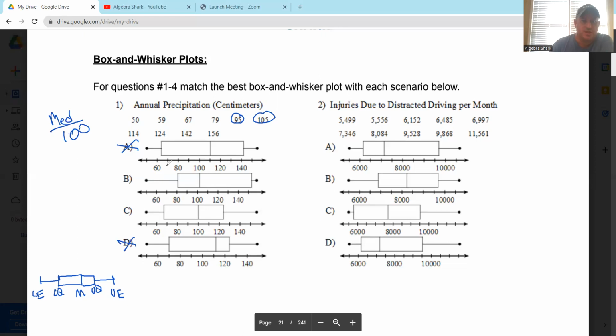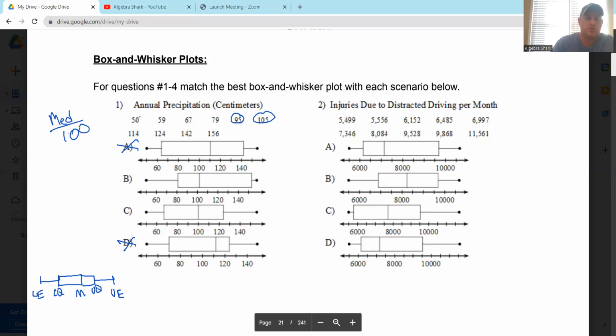All right. So then the next thing, our lower extreme, our smallest number was 50. It looks like both of them are at 50. The upper extreme is at 156. So each line's by 10. So they look about right for upper extreme. But notice the boxes are totally different, right? So they're saying that the lower quartile is around 80. And over here, they're saying the lower quartile is a little bit less than 70.